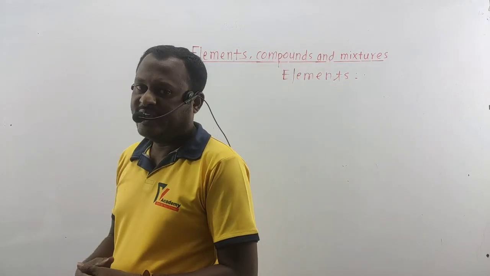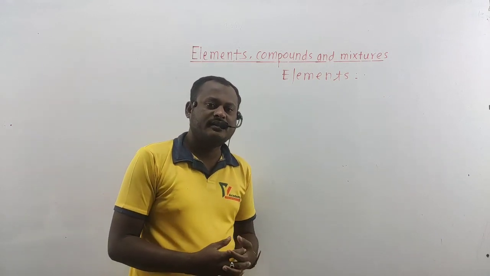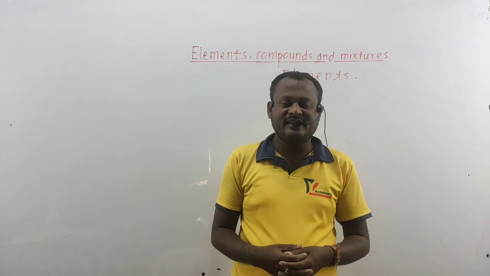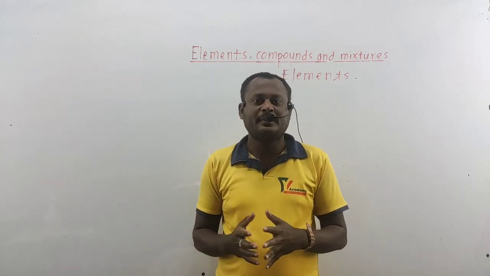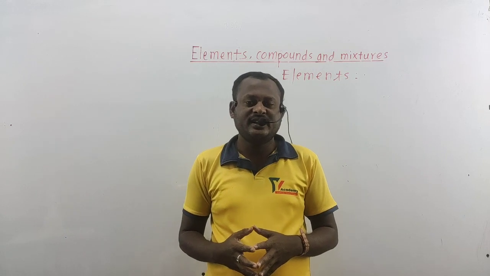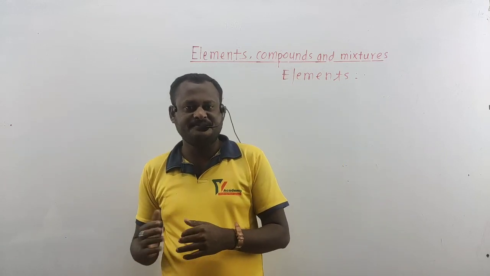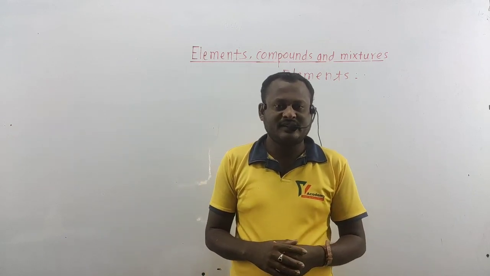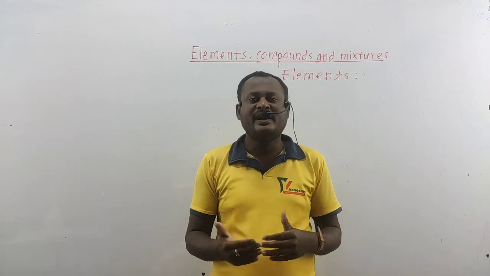Okay, 118 elements, and out of these elements 92 elements are naturally occurring elements. The remaining, 8 plus 18, that is 26 elements, are man-made elements.